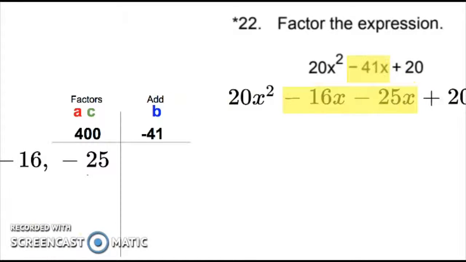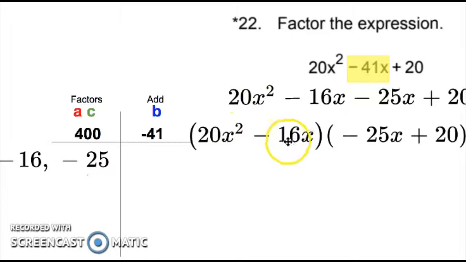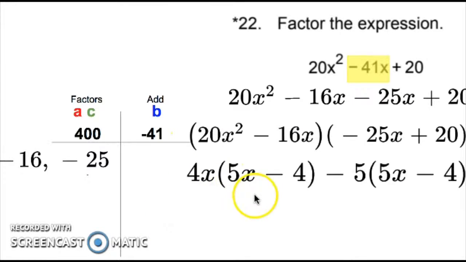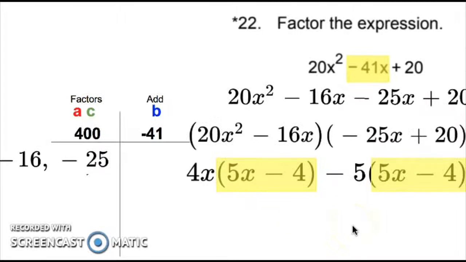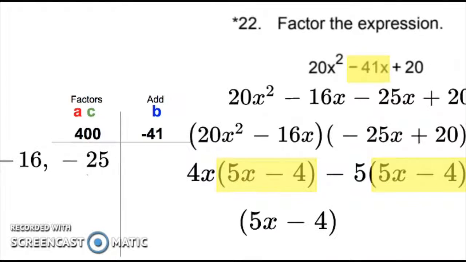So then I'm going to put parentheses around the first two terms and the second two terms and factor by grouping. GCF of these two is going to be 4x, so I have 4x times (5x minus 4). The GCF here would be negative 5. If I have a negative in front, take out a negative 5. So (5x minus 4). Since these two are the same as they should be, I will take out them as my GCF. So I'll take out a (5x minus 4).